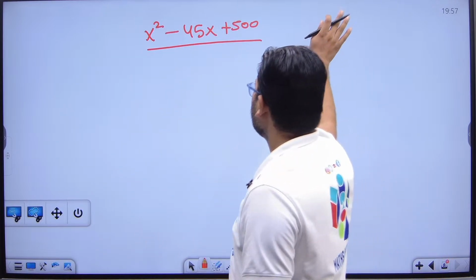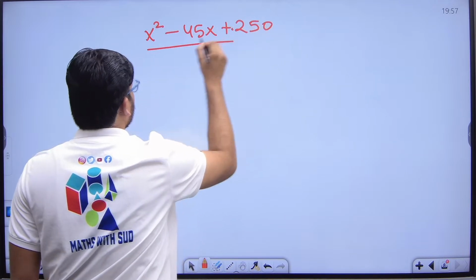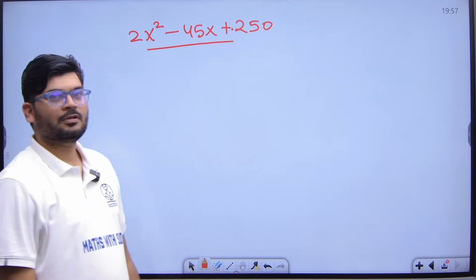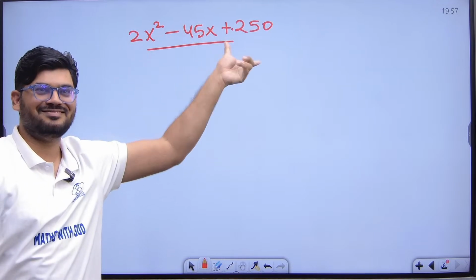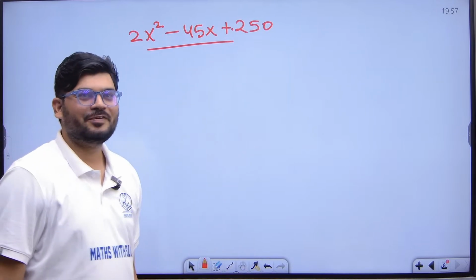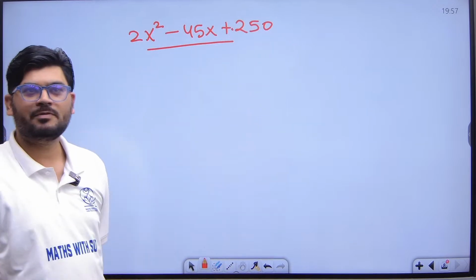And let me make it easier for you, or rather tougher for you. So I am making this 2. I have divided 500 into 2 equal multiples, 2 into 250. 250 can be here, 2 can be here. Nothing wrong in that. Every question will be solved in the same manner.